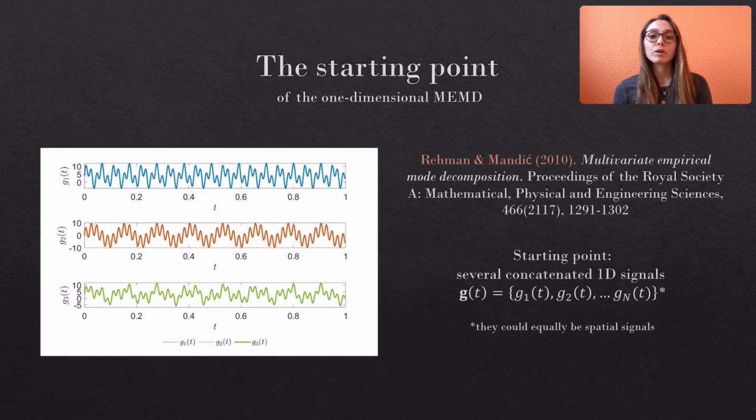Rehman and Mandic were the first who introduced the multivariate EMD to the community in 2010. They also provide the MATLAB code online, so if you want to try the MEMD on your own data, you can start right away. I have also used their implementation on the data we will now discuss, which are the 3 signals plotted on the left. I call them G1, G2 and G3.